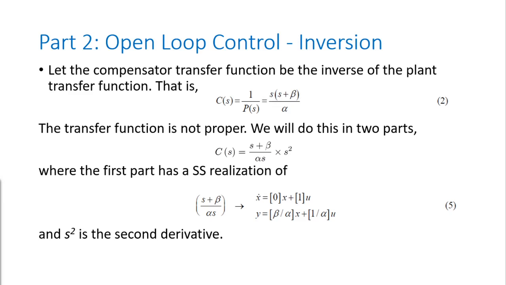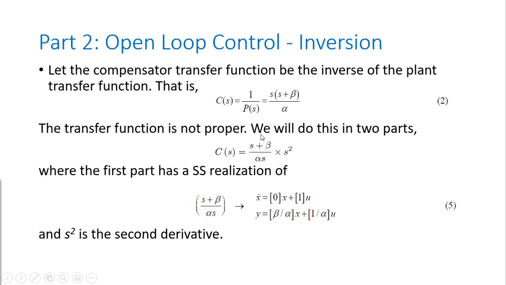To be proper, it has to be least. Okay, the order has to be the same. So we do it in two parts. Make it proper by multiplying the top and the bottom by s, and then top and bottom by s. Okay, so in the numerator you have s squared, and take that s squared out.